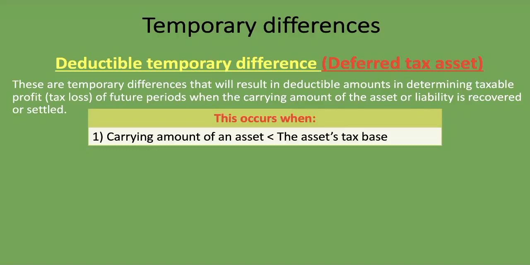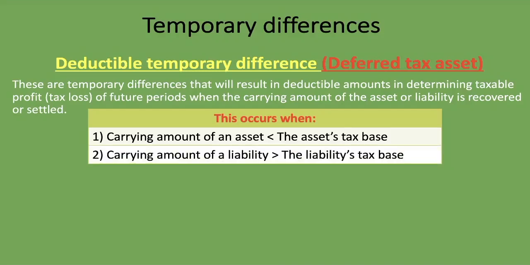So if the carrying amount of your asset is less than your asset's tax base, then you know that you have a deferred tax asset or deductible temporary difference. Also happens when your carrying amount of a liability is greater than the liability's tax base. So if according to your books or according to your rules, the liability is greater than according to the tax rules, then you have a deferred tax asset. Or if the carrying amount of your asset is less than the tax base of the asset, meaning the value of the asset according to the revenue authority, then you know that you have a deferred tax asset.